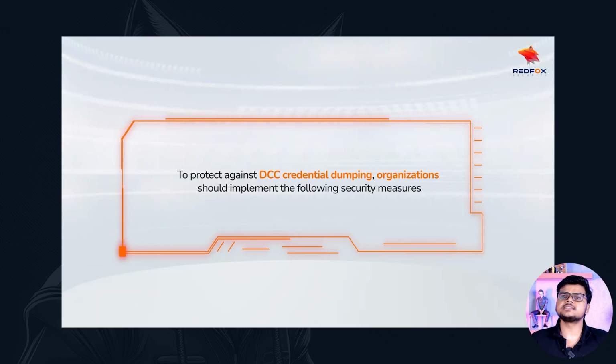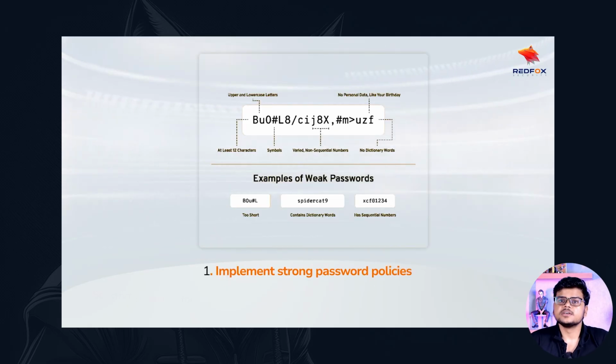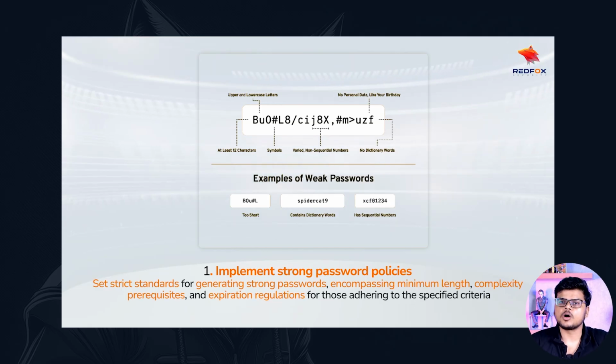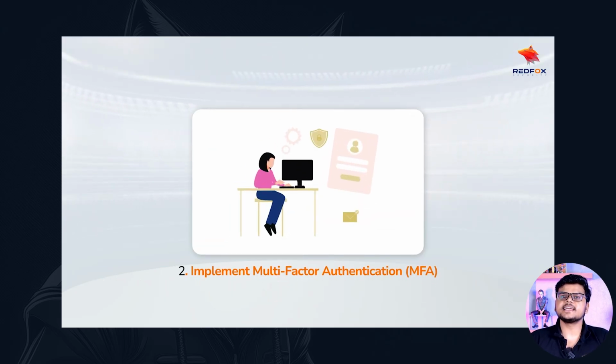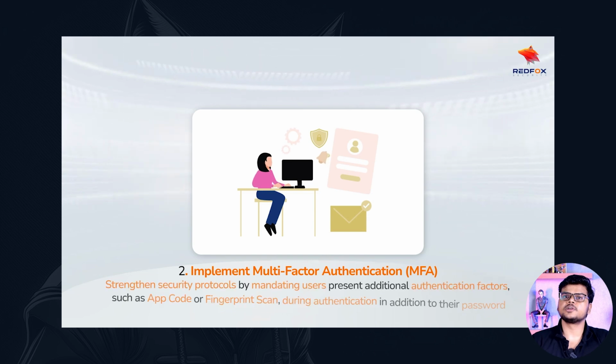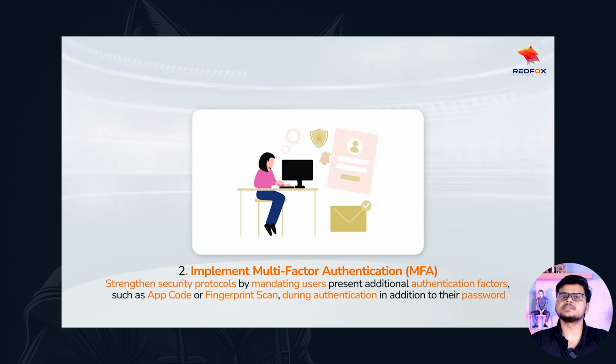To protect against DCC credential dumping, organizations should implement the following security measures. Implement strong password policies. Set strict standards for generating strong passwords, encompassing minimum length, complexity prerequisites, and expiration regulations. Implement multi-factor authentication. Strengthen security by mandating users present additional authentication factors, such as an app code or fingerprint scan, during authentication in addition to the password.